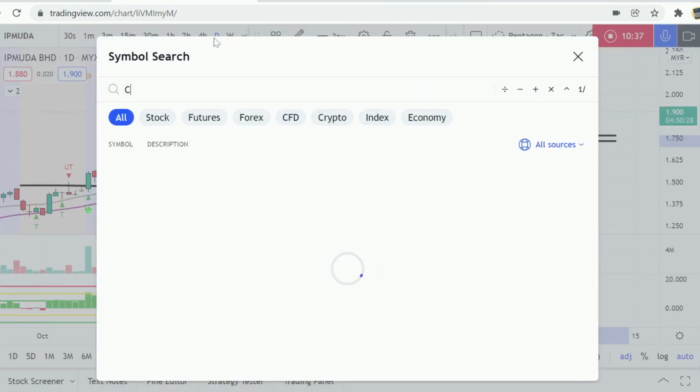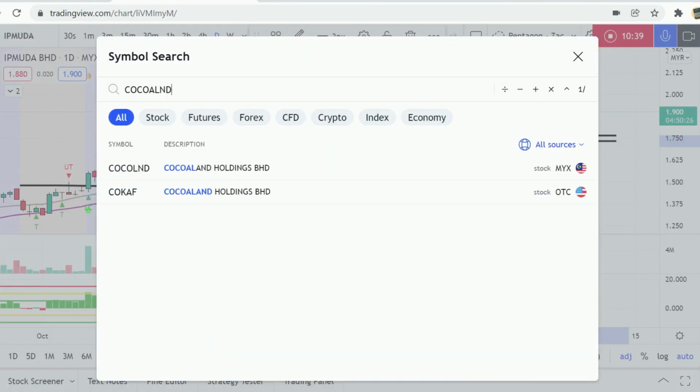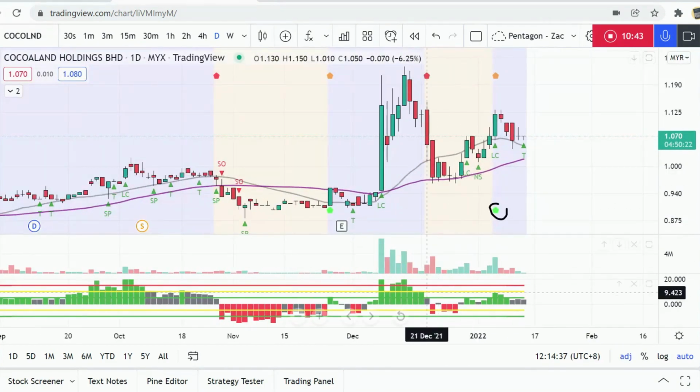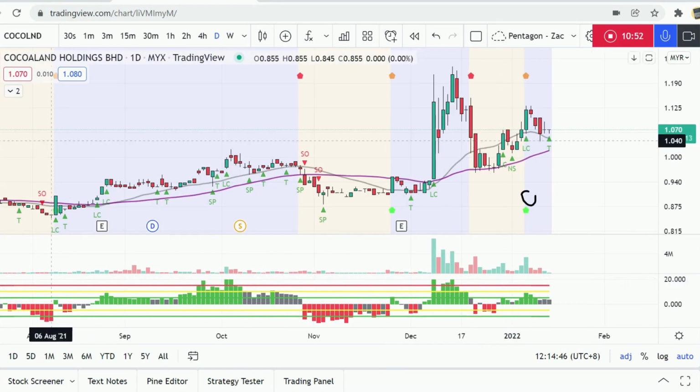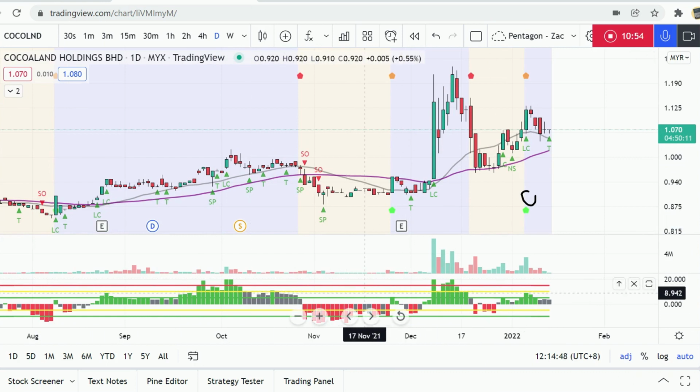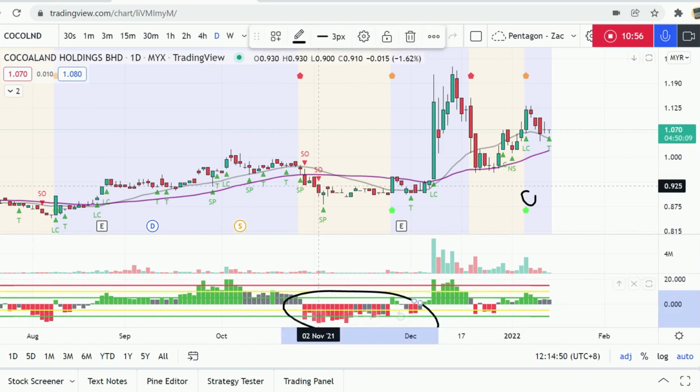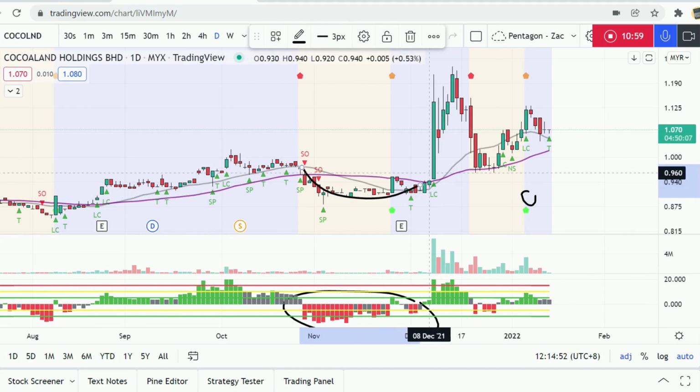Okay, so now last one before we close is COCOALAND. Okay, COCOALAND as well. Similar IPMUDA, it hits the yellow line. Okay, haven't reached the red color line yet. Okay, so this is why I think the momentum is still there. So looking into left hand side over here, previously we got a big rates wash, market pushback.